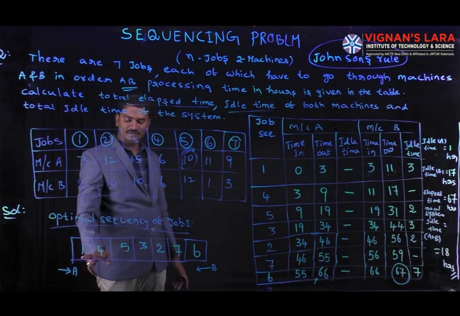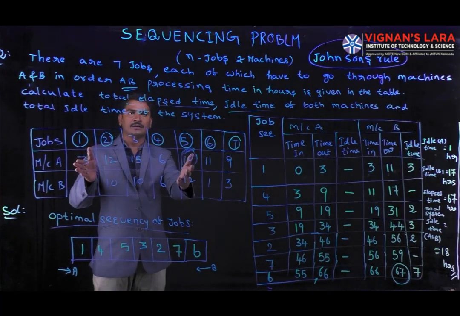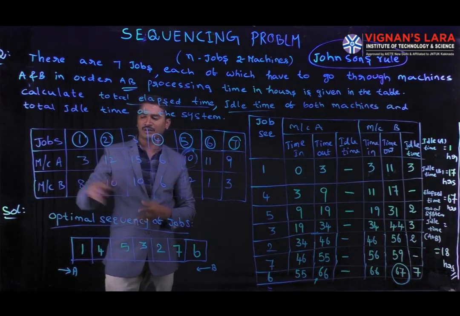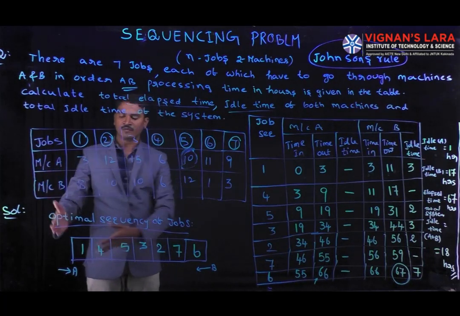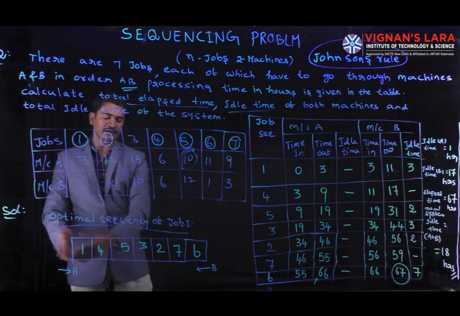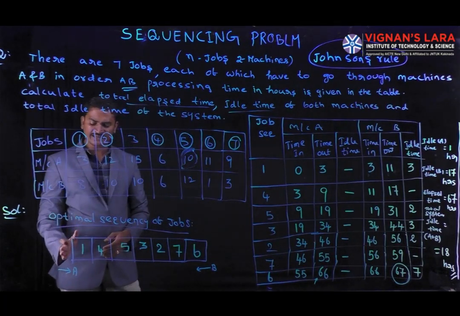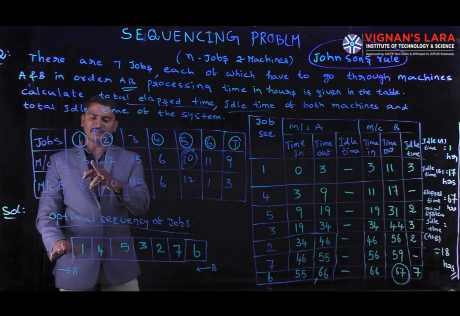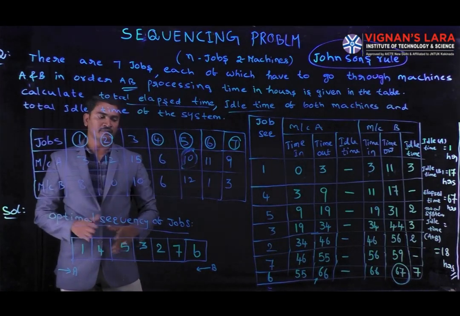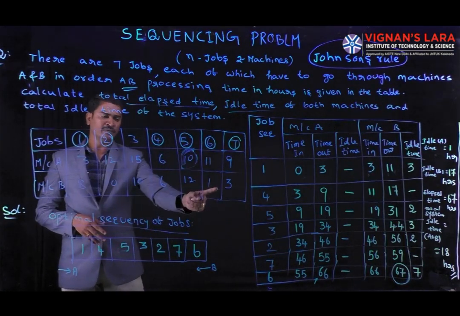Here, what is the optimal sequence? We are going to calculate this optimal sequence based upon the processing hours. Here we have the two missions, mission A and mission B. We are going to start mission A at this end, and we are going to start mission B at this end. For mission A, we are going to identify the minimum times from this table. Where do we have the minimum time? At B we have the minimum time.